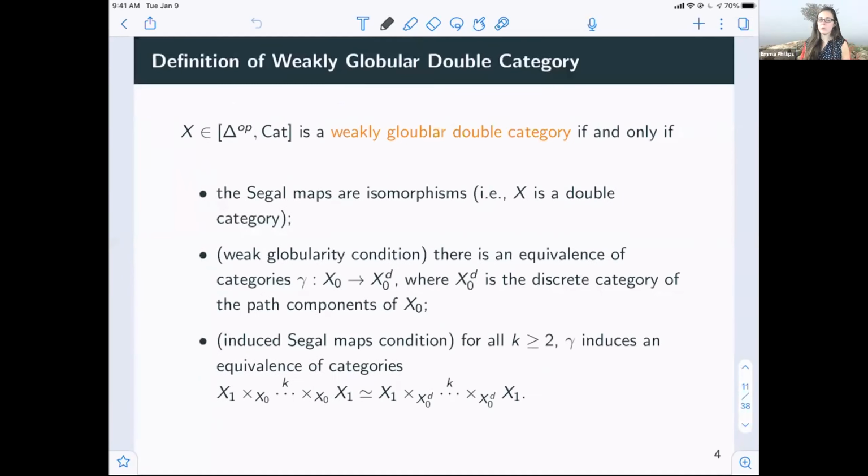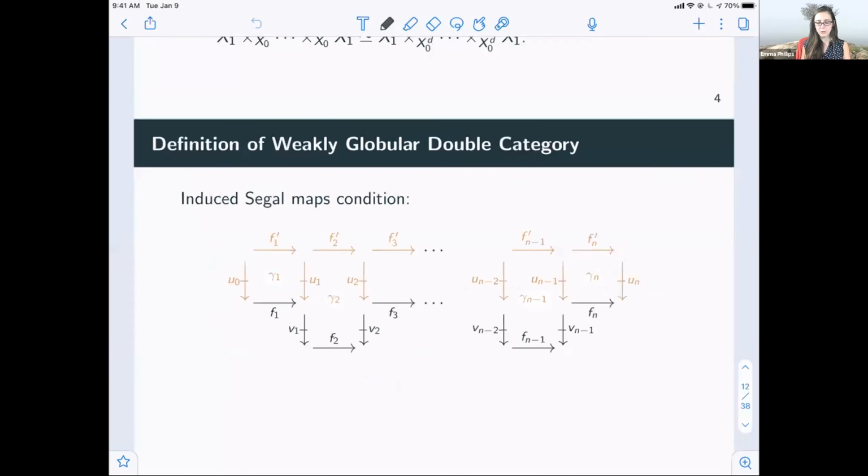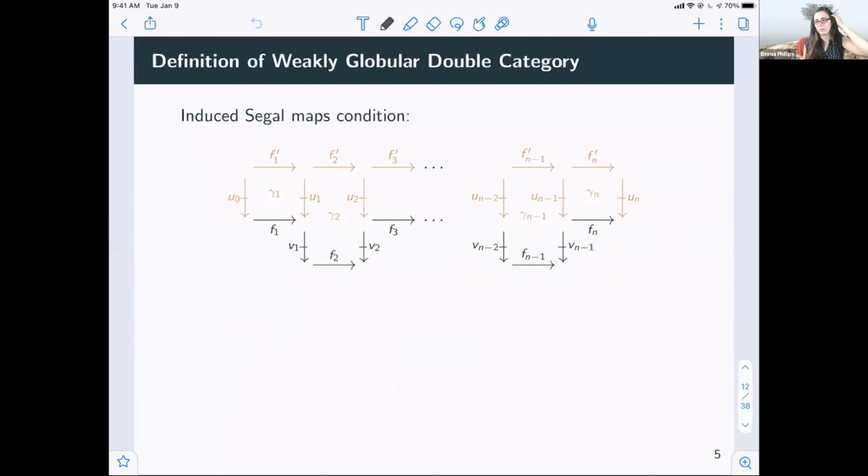And then the last condition we require is an induced Segal map condition, that we get this equivalence when we take the product over copies of X0 versus the product of copies of X1 over the discrete category of the path components of X0. And what that induced Segal map condition actually gives us is that if we have these staircases in our double category, so these horizontal, vertical things, we can actually fill them in so that we can get a map across of horizontal maps and these invertible two cells.